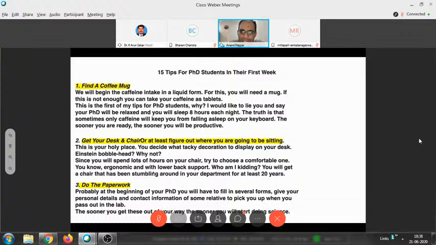Second point, get a desk and chair. Make sure it is comfortable, because this is going to be the most important place where you're becoming a PhD. Sometimes the infrastructure is not good, and this is the most common problem that I have seen. Sometimes I've seen that.